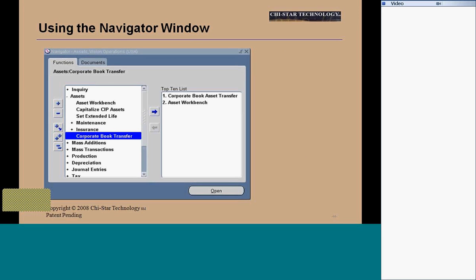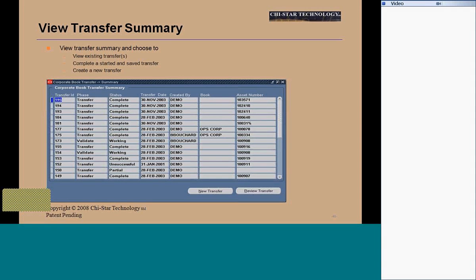The steps within Oracle in order to process transfers through the automated process: the automated solution will add a new navigation path called Corporate Book Transfer. Once you click onto that, it gives you a summary list of all the transfers that have occurred.